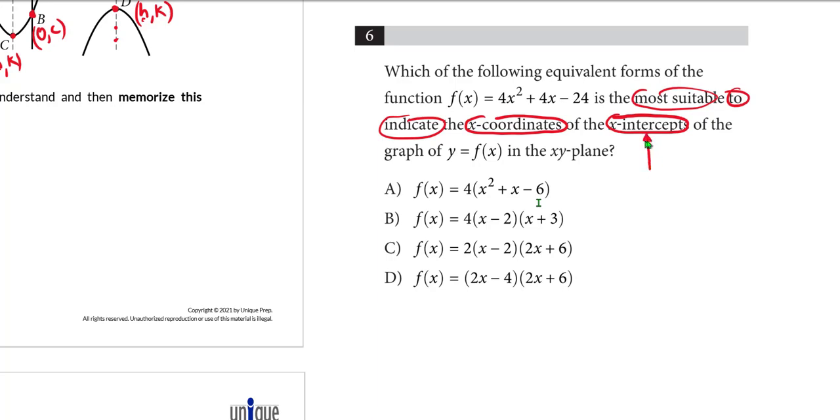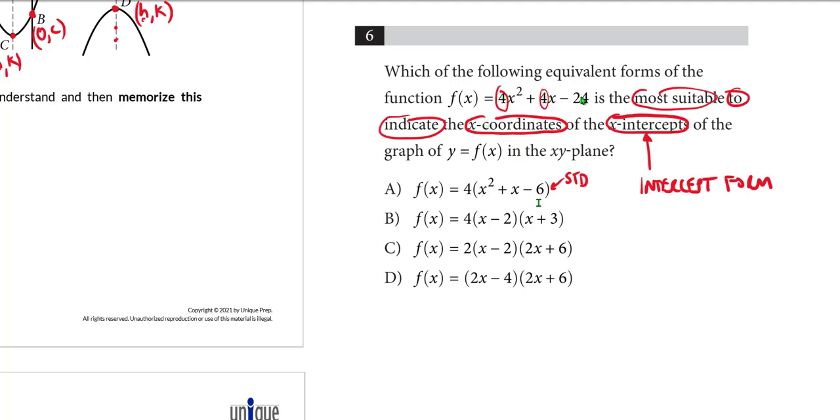However, the easiest way to do a question like this is simply to understand that there is only one form of a quadratic that reveals the x coordinates of the x-intercepts, and that is intercept form. And the beauty of this question, and many others like it, is that only one of these answers is in pure intercept form. Answer choice A is simply standard form with the 4 factored out.